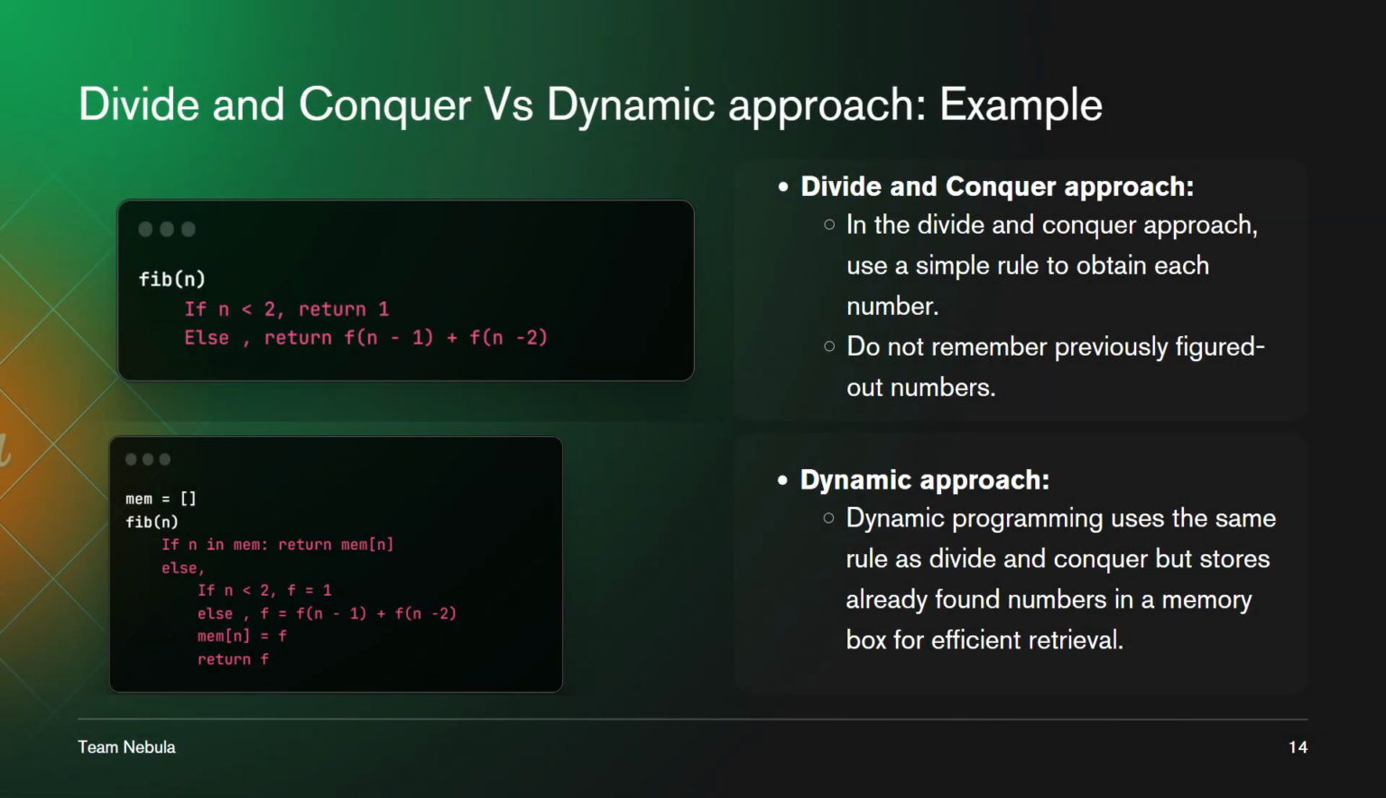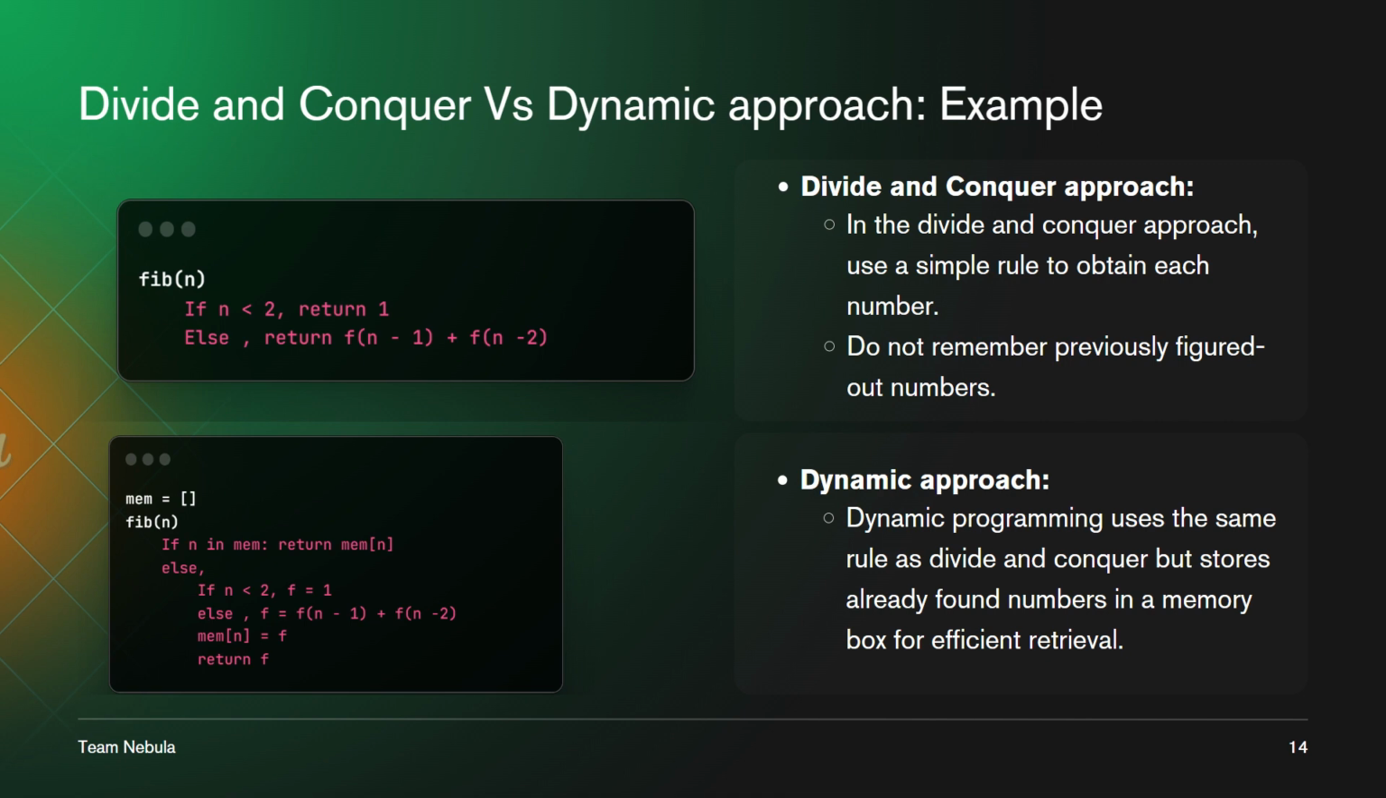Here is an example to make it crystal clear. Think about finding the Fibonacci series. You know those numbers that add up in a special way? The fib function calculates the Fibonacci number for the given input n. If n is less than 2, it returns 1. Otherwise, it recursively calculates the Fibonacci number for n minus 1 and n minus 2 and adds them together.